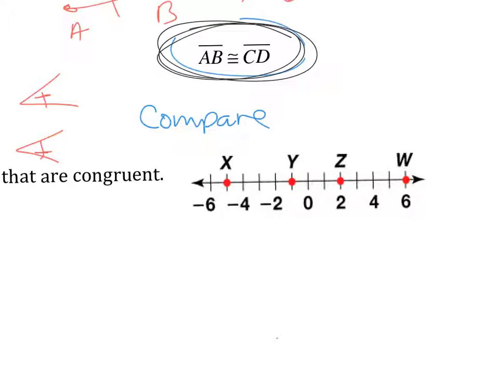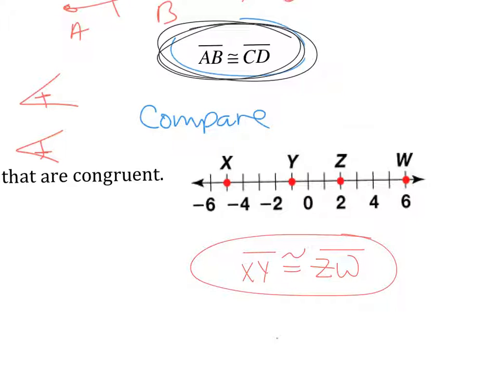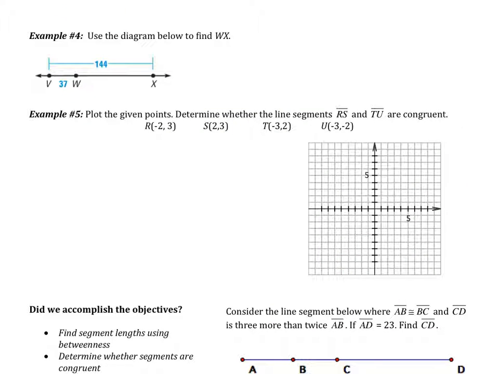All right, just checking to see if you understand the concept of congruent. It asks you to find two segments that are congruent from this number line. If you can do that, write it as a statement like you see above with AB congruent to CD. See if you can do that. You said XY is congruent in length to ZW. What do you guys think? This would be your congruent statement.